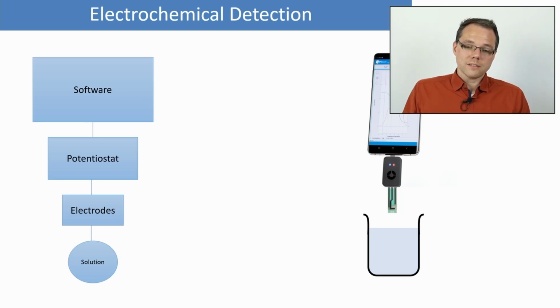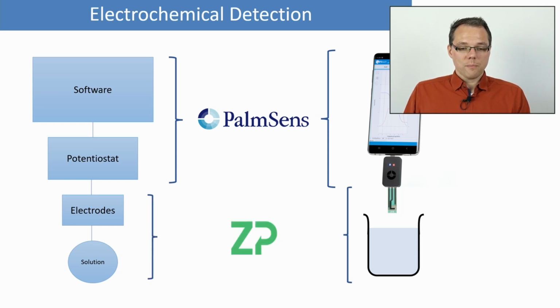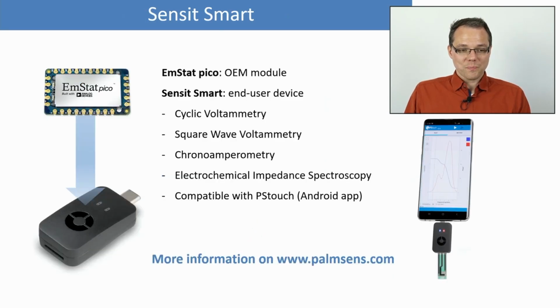So on the left side you see a general block diagram. On the right side you see what we're going to use today. We're going to use the Sensit Smart from PalmSens together with the software PS Touch, that is an app for Android, and you see Zimmer and Peacock, who have a good grip of the chemical part of the whole experiment and who are designing and developing electrodes.